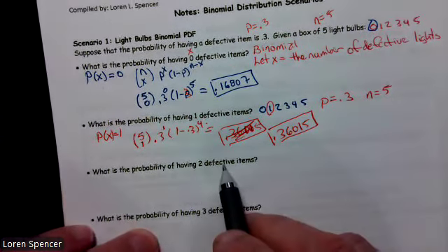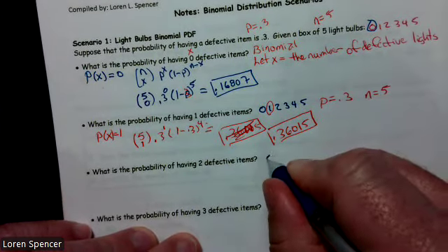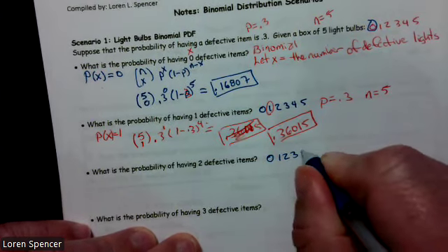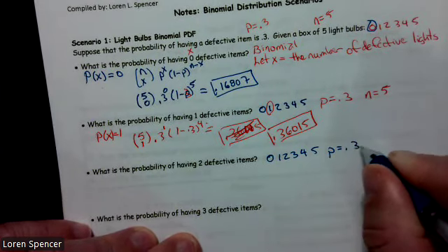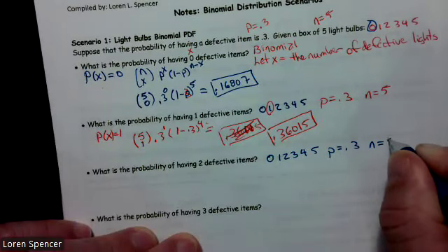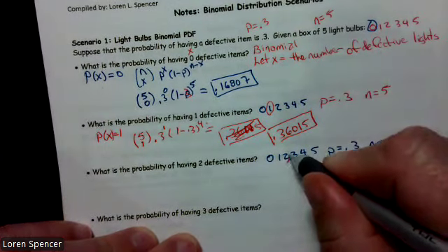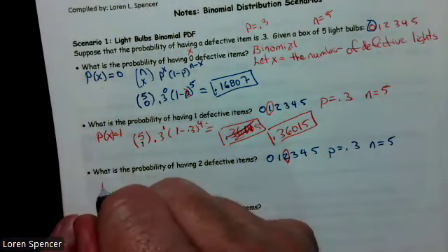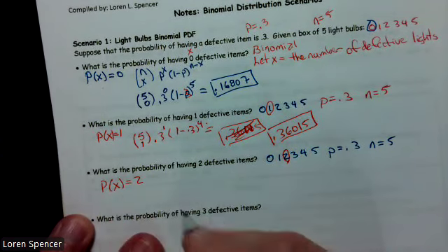So what's the probability of having two defective items? Well, once again, my number line is 0, 1, 2, 3, 4, 5. My probability of a defective is 0.3. The number of trials or my group size is 5. And I'm interested in 2.